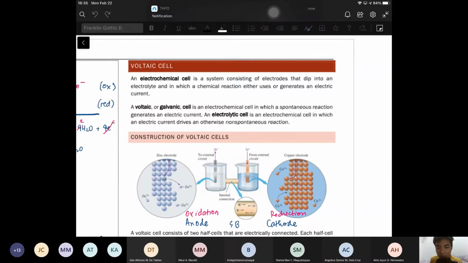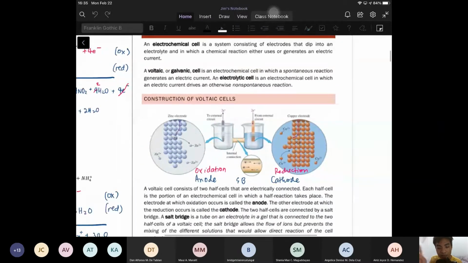Do you know where that is used? In copper plating, on utensils at home, and in jewelry, silver plating and gold plating. That's what they do there. They run current through the solution so that the metal ions will be deposited on the metal surface. So again, voltaic, spontaneous production of electricity or electric current. The electrolytic cell makes use of the electric current to drive the non-spontaneous reaction.